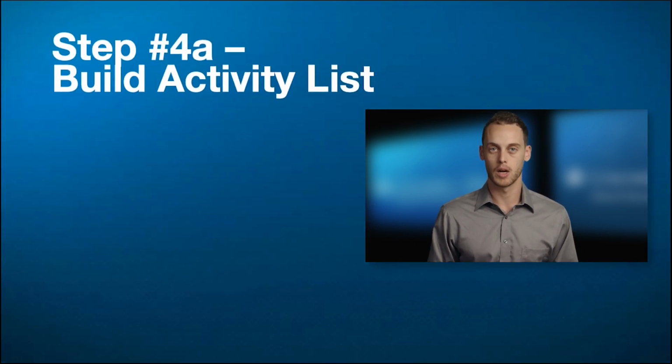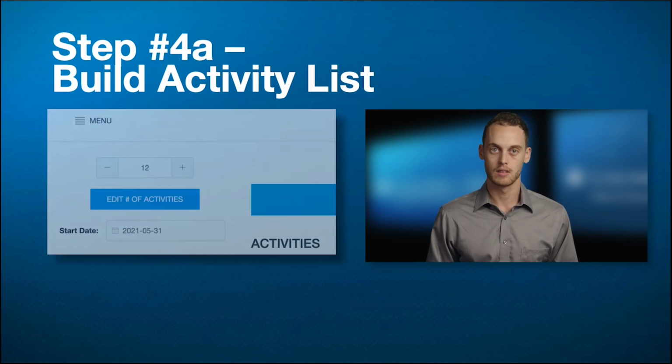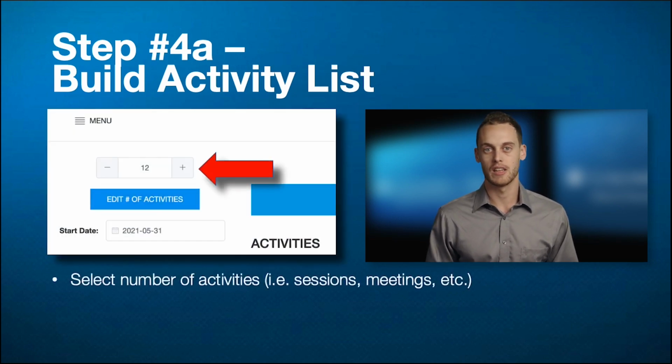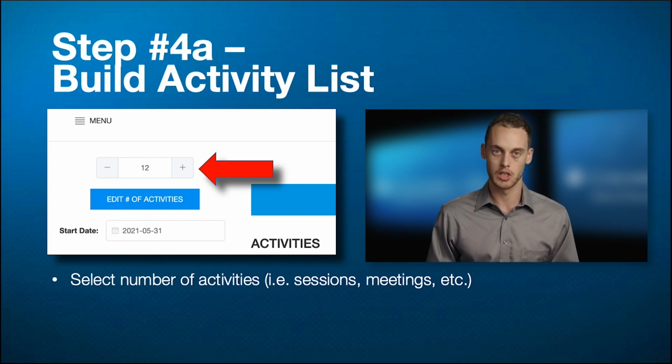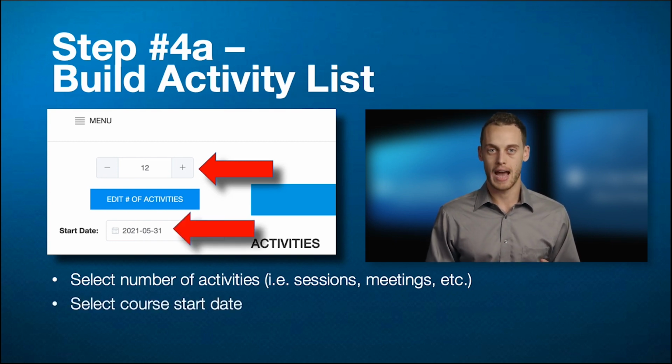For step number 4, we're going to build out our activity list. We're going to start by selecting the number of activities that make up our course. This could be things like live sessions, individual meetings, Zoom sessions, whatever you think is important to have its own standalone page. And then we're also going to add our course start date.